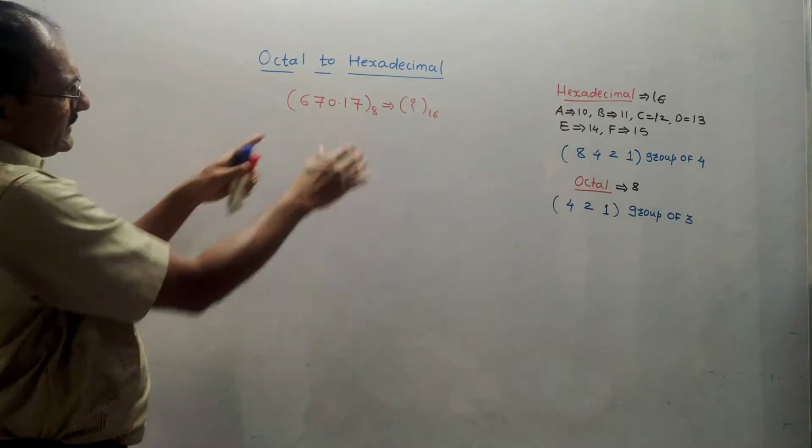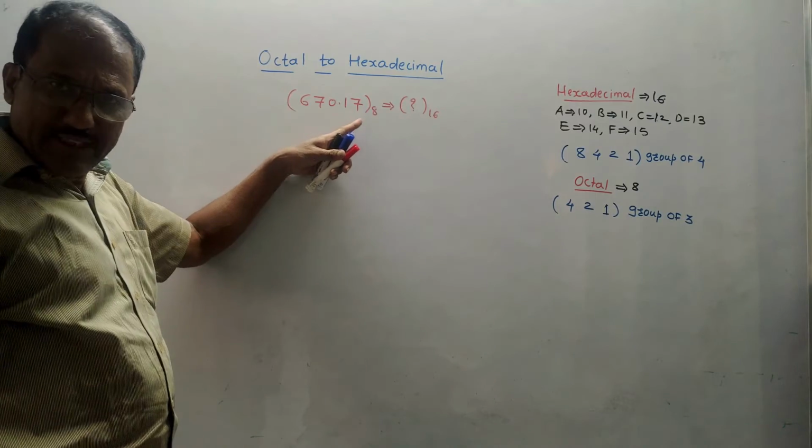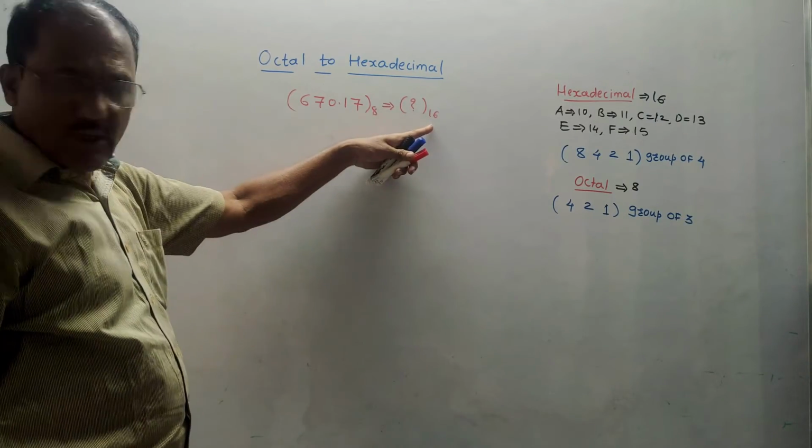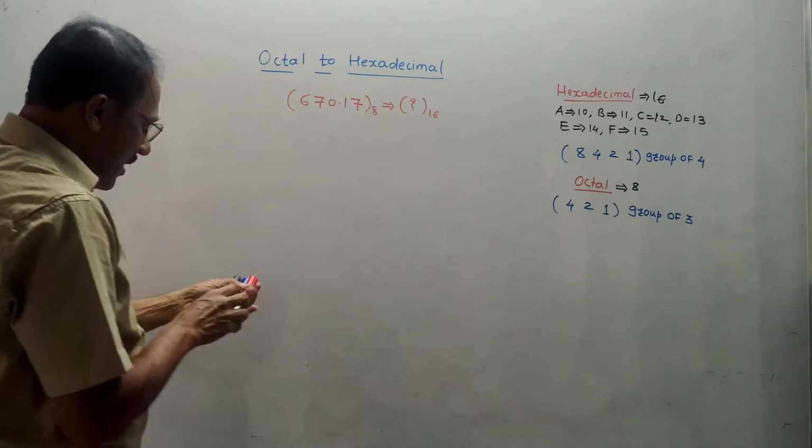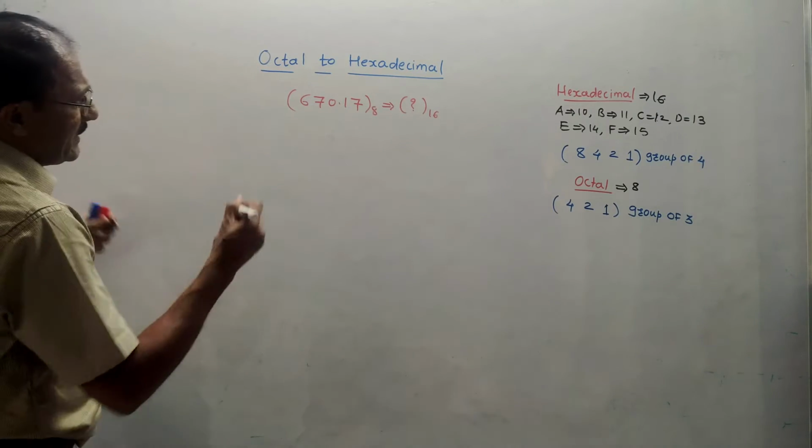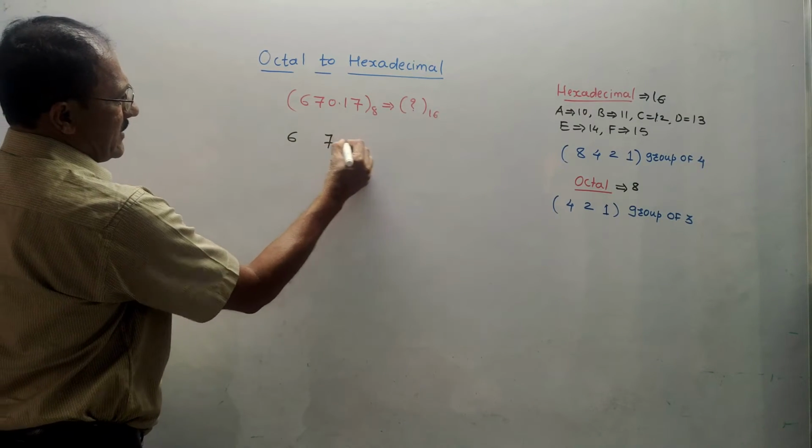Suppose I have to convert this number 670.17. Base is 8. So it is octal into the corresponding hexadecimal value. How to do it? I will write this number separately. 670.